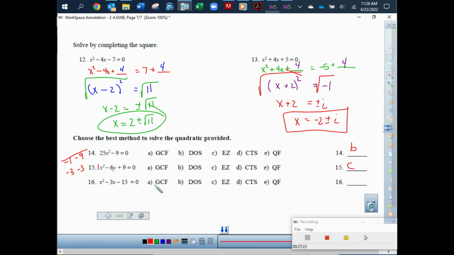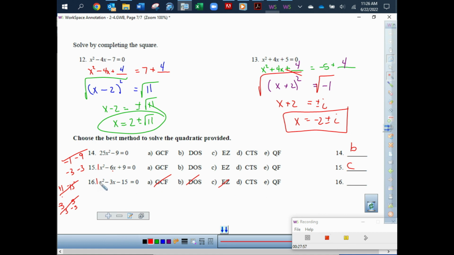And how about this one? It can't be a GCF or a difference of squares because 3 terms. Easy factor: A is 1, yes. Are there 2 numbers that multiply together to be negative 15 and add together to be negative 3? So 1 and 15, but one of them is negative. Nope, that's still not going to work. 2 doesn't go in there. 3 goes into 15 5 times. If one of those was negative, is that going to add up to this? Nope. So I can't easy factor it because I can't find those 2 numbers.